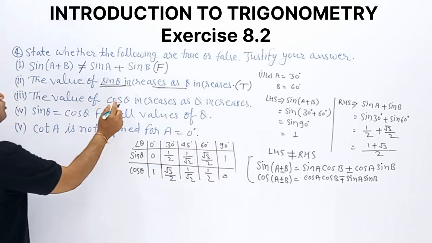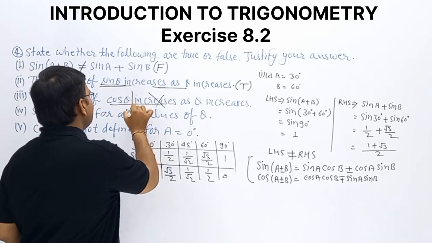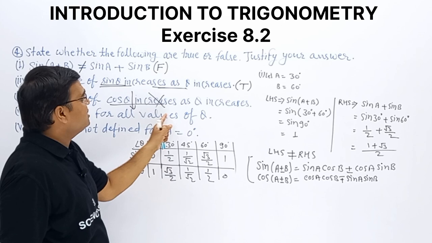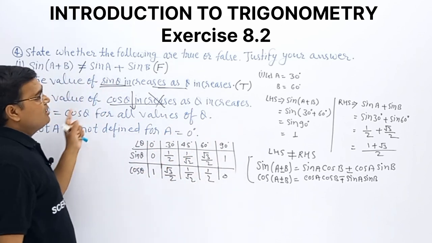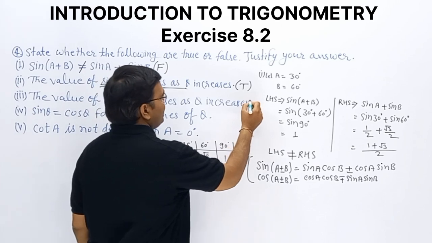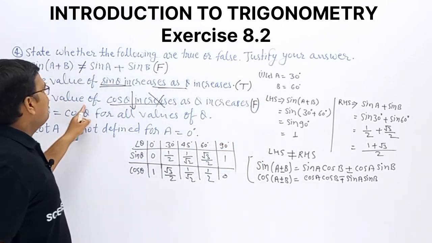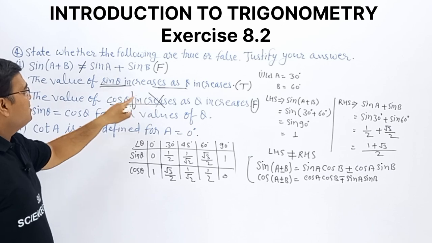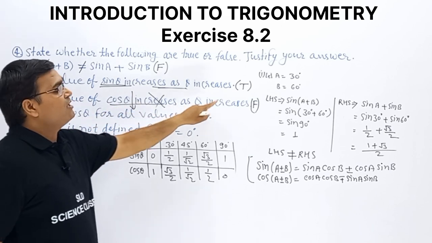So the value of cos theta increases? No, cos theta value is going to decrease as theta increases. Once we increase theta, cos theta value is going to decrease. So this is a false statement. This is false, not true. The value of cos theta does not increase, it decreases. So it will be true when we say the value of cos theta decreases as theta increases.